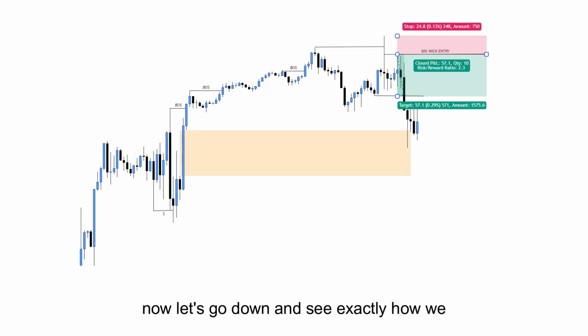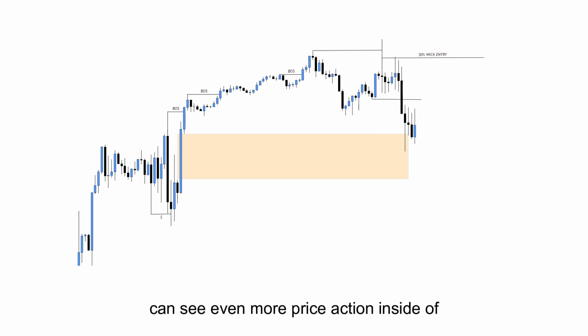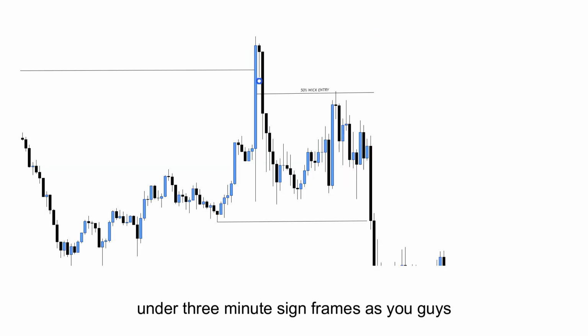Now let's scale down and see exactly how we can see even more price action inside of this wick right here, perfect, to see exactly how we can see more confirmation before we enter inside of this wick entry. And now let's scale down to the 3-minute time frame and see exactly what we see inside of this 15-minute wick entry. And now that we're on the 3-minute time frame, as you guys can see, we have a 3-minute fair value gap that price came back into that aligns with the 50% wick entry.